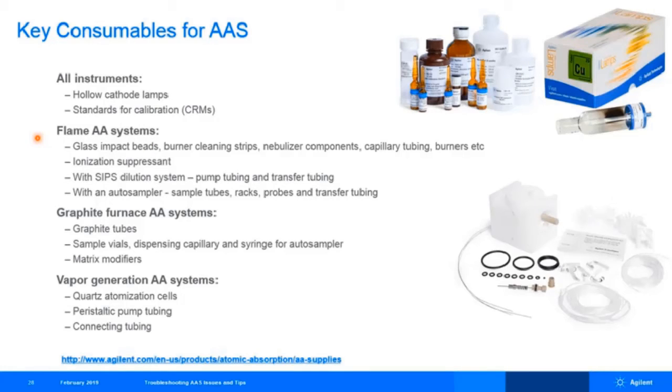For flame atomic absorption, it's mostly the parts for your sample introduction system that are most critical. So especially the impact beads, the burner cleaning strips, but also the nebulizer components that you really want to have on hand. That way, if you do have a blockage, if you have a breakage, you can disassemble the nebulizer, replace the component, and continue the analysis. Now, although we're not focused on the other atomic absorption techniques in this presentation, here we've also listed the common consumable items that are recommended to support graphite furnace and vapor generation atomic absorption.